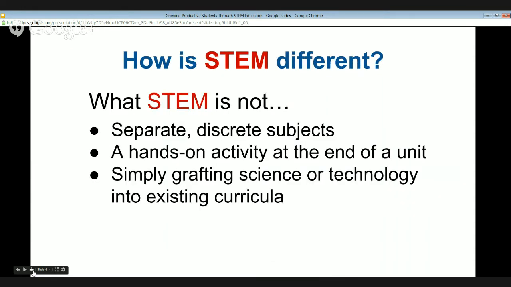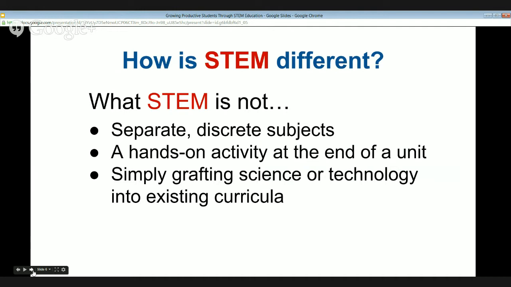So how is STEM different? Well, like we talked before, it is not separate, discrete subjects. And what we have seen a lot in the States is we throw a hands-on activity at the end of the unit and say that that's STEM. In reality, it is not. STEM is ongoing. You can't just simply graft a science activity or a technology activity onto the curriculum that we have today and say that we're teaching STEM.